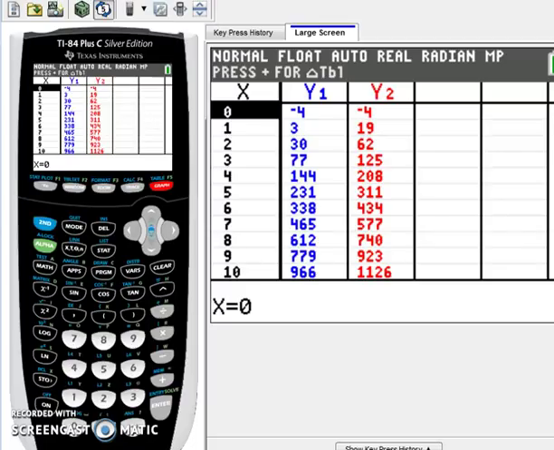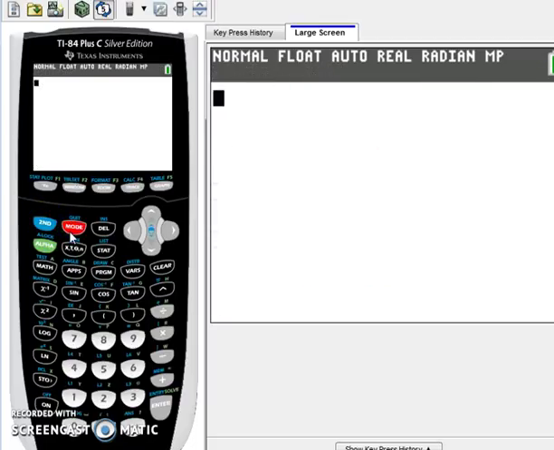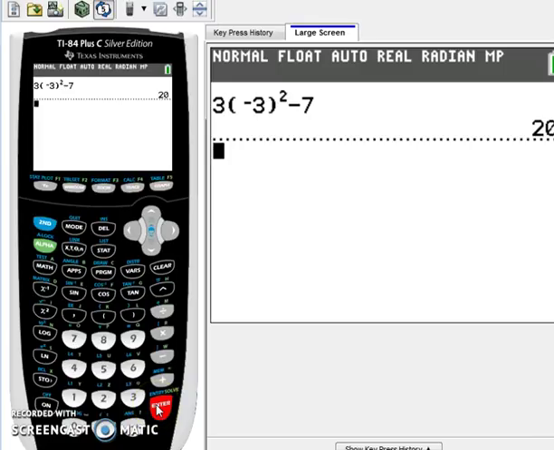So calculator, go to my main screen here. You could do 3 times negative 3 squared minus 7 and hit enter. And my correct answer is 20, which is the right answer. It's 20. However, you could also go to y equals.